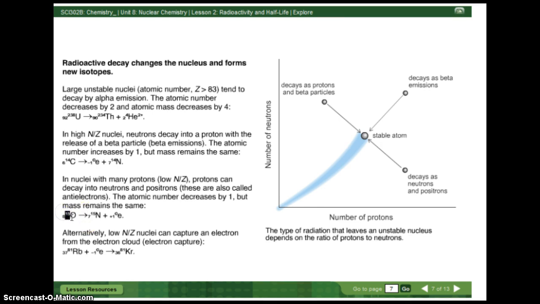However, the mass is the same, because each proton and each neutron weighs 1. So before I had 8 and 7, and now I have 7 and 8. In other words, I had 8 protons, 7 neutrons. Now I have 7 protons, 8 neutrons. And of course, a positron.